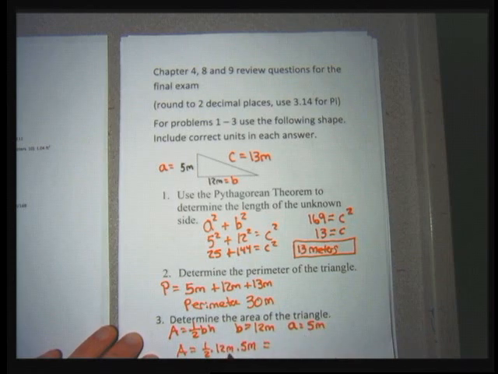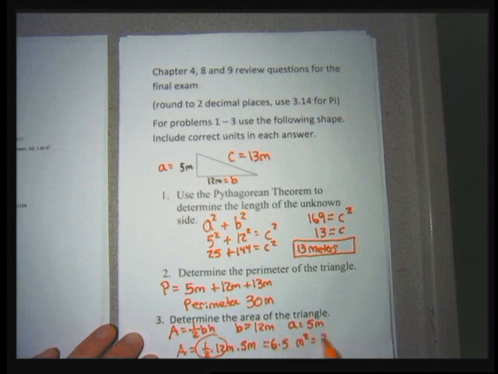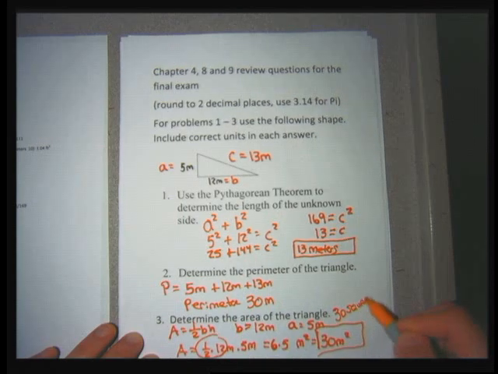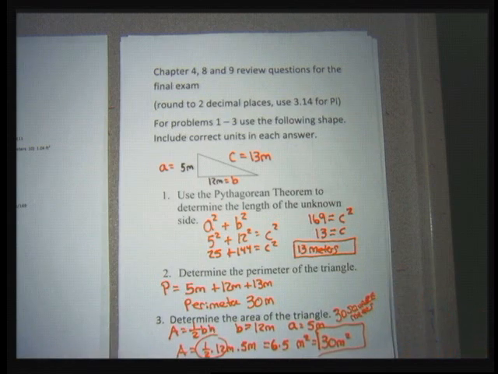When you multiply it, the meters times meters give you square meters. And then first thing I do is half of 12. Half of 12 is 6. Then I multiply the 6 and the 5, and I get 30 square meters. So answer to number 3 could be 30 meters squared, or you could write 30 square meters. So the number answers for 2 and 3 are the same. The units are different because in 2, it's perimeter, and perimeters don't get squares. In 3, it's area, and areas get square units.